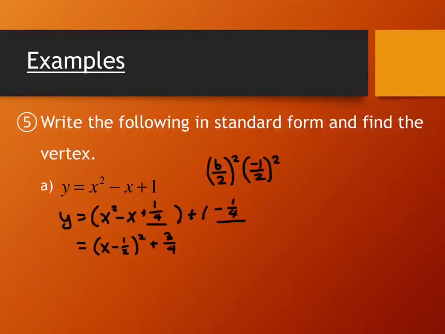And then we can identify again the vertex from this. This is my equation. The vertex would be the opposite of the value inside with x, so that would make it a positive 1/2. And then the same value is the value outside, which would make that a 3/4. So in other words, you might have to deal with fractions.